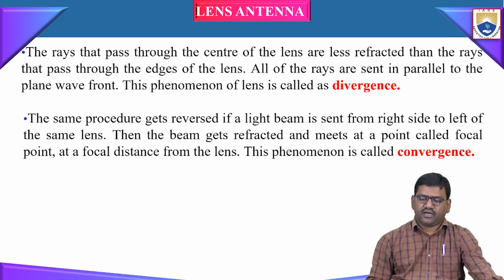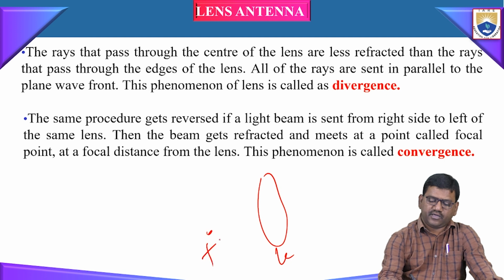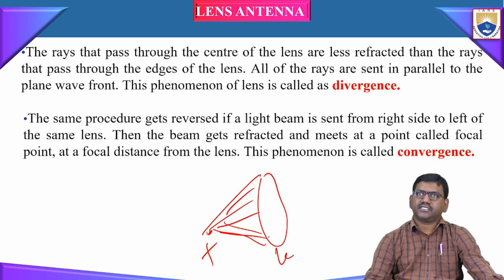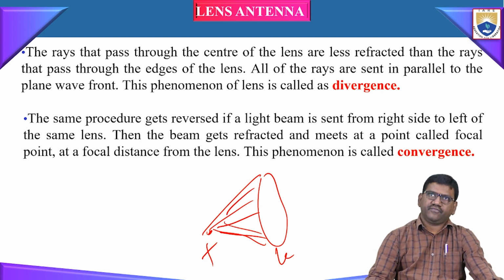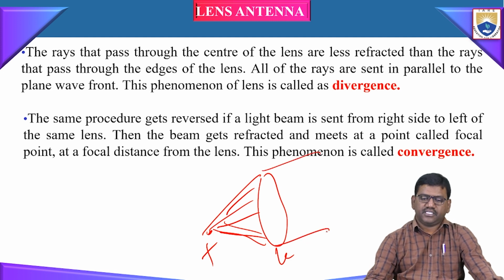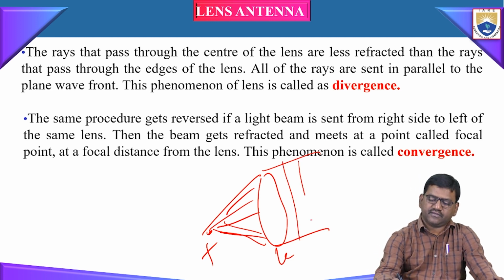This is the lens antenna, and this is the focal point here. From this focal point, all the rays diverge. The rays that pass through the center of the lens are less refracted than the rays that pass through the edges of the lens. All the rays are sent in parallel to the plane wavefront. This phenomenon is known as divergence.